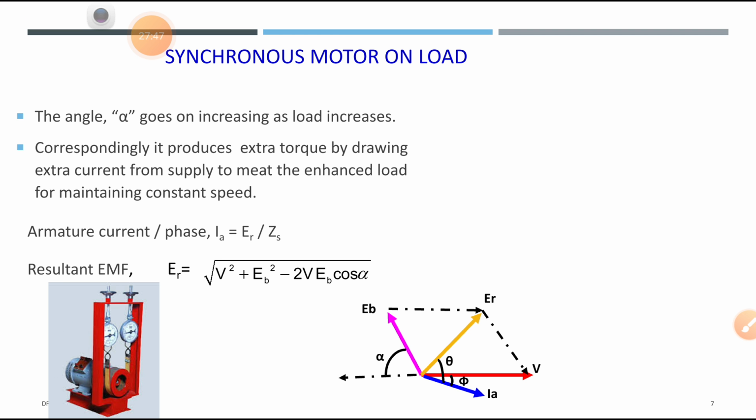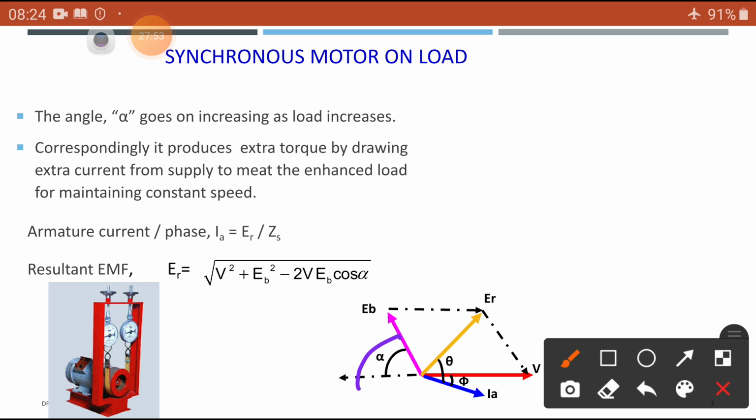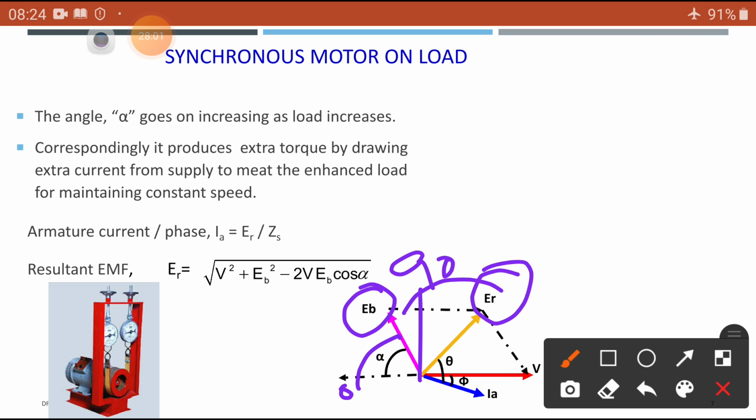Now, the vector diagram, as you know. Once alpha varies from 0 to a maximum of 90 degrees, then Eb changes correspondingly, Er changes correspondingly, and the current also changes, leading back in magnitude as well as in angle with respect to the supply voltage.